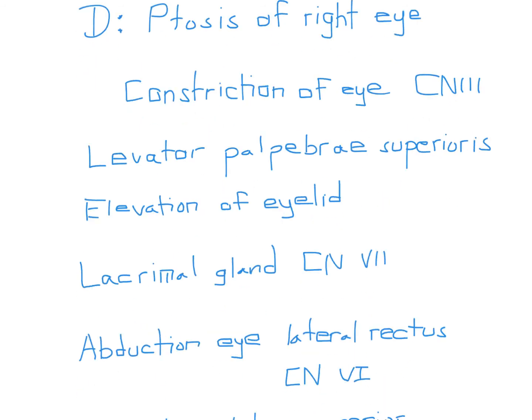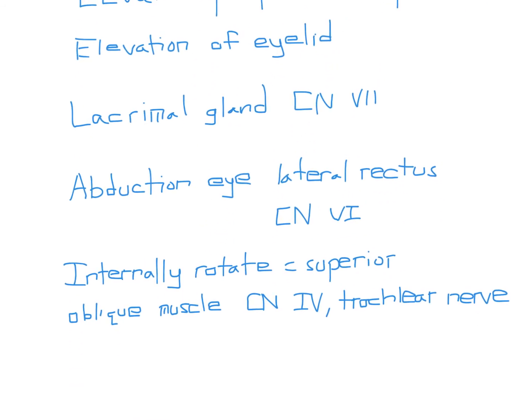And so now just quickly going over the other answer choices, we have the lacrimal gland, which is actually controlled by cranial nerve 7, the facial nerve. We have abduction of the eye, which is the lateral rectus muscle, and that's controlled by cranial nerve 6. And then finally, we have internal rotation, which is controlled by the superior oblique muscle, cranial nerve 4, and that's going to be the trochlear nerve.